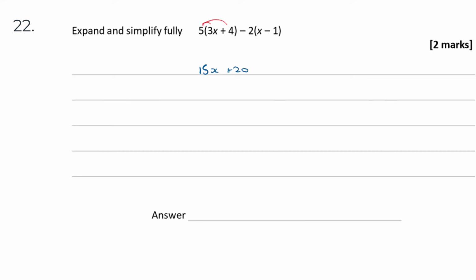Now just take care with the second bracket because I've got a minus 2 at the front. So we're going to multiply everything inside the bracket by negative 2. Negative 2 lots of x is just minus 2x. And negative 2 times negative 1, negative times negative is going to give me a positive value, isn't it? It's going to give me plus 2. Okay, so then I've got two types of terms: terms in x and numbers. Adding the terms in x, 15x minus 2x is 13x, and 20 plus 2 is 22. That's going to be my final answer then, 13x + 22.